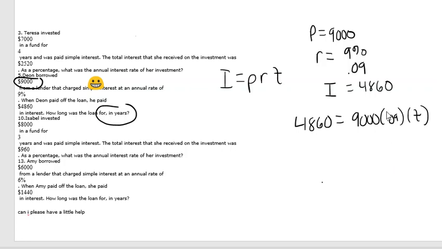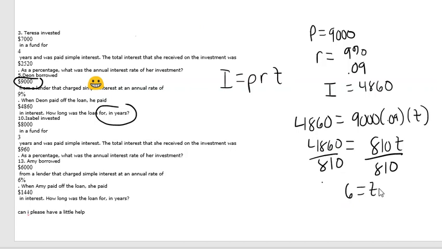We multiply 9,000 times 0.09, and that gives us 810 times T equal to 4,860. And then if we want to get the T alone, we have to divide by 810 on both sides. That ends up giving you 6. So T equals 6. That means the time in years was 6.